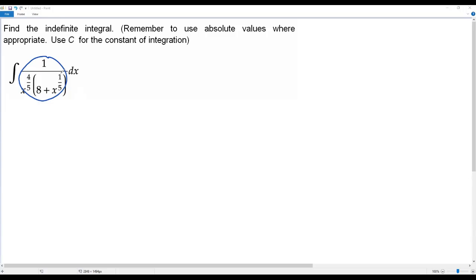function? Usually to use the method of substitution, we have to look at whether the derivative of a part of the function is multiplied in the function itself. So let's consider this particular part of the function. What is its derivative? When I find the derivative of this expression, 8 is a constant, it will become 0. When I find the derivative of this one, I'll be getting 1 over x to the power of 4 over 5. That's exactly what we have over here.